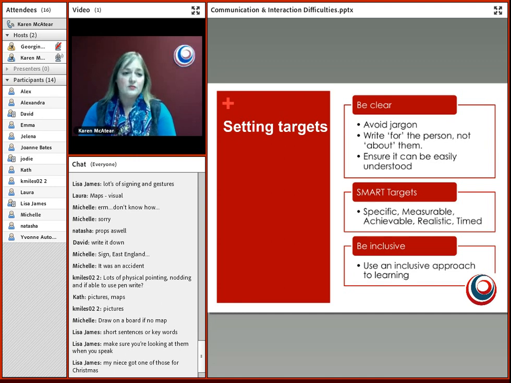But that system would work for any learning difficulty. Ensure that it can be clearly understood. Again, making sure that it's child-centred or person-centred will help you ensure that it is easily understood. SMART, make sure that any targets you put on that learning plan are SMART.